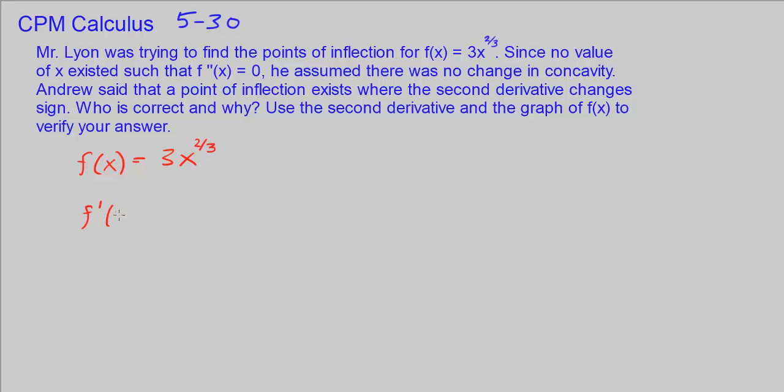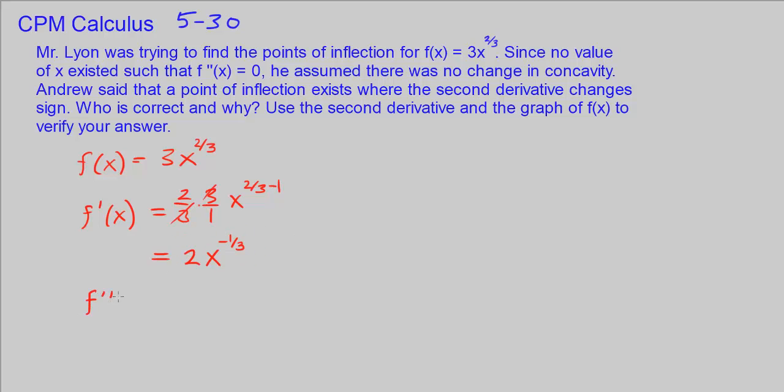F prime of x, the first derivative, we can use the power rule. So we're going to multiply by 2/3 times 3x to the power of 2/3 minus 1. Remember, 3 is over 1, so we can simplify this. The 3 is going to cancel. This is just 2 times x. And our new exponent, 2/3 minus 1, is negative 1/3, right? So f prime of x is equal to 2x to the power of negative 1/3.